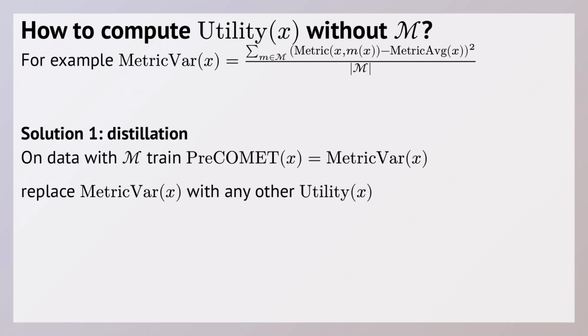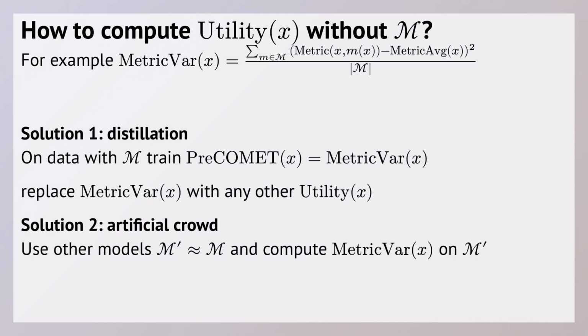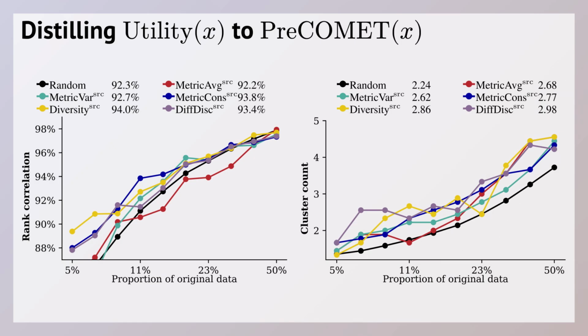The first one is to create an estimator of the utility, which we call pre-commit. This requires that we have some past evaluation data for the particular NLG task. The second solution is to pretend that we have some set of models M' that is somehow similar to M. Then we can get the model outputs from M' and compute the utilities as usual. This is known as artificial crowd. Both of these approaches work quite well, though understandably less than the output-based selection.